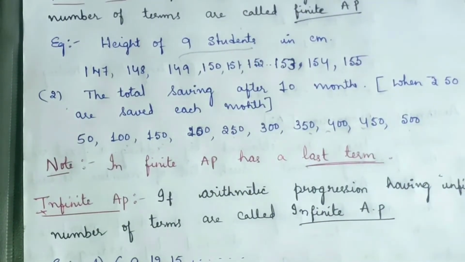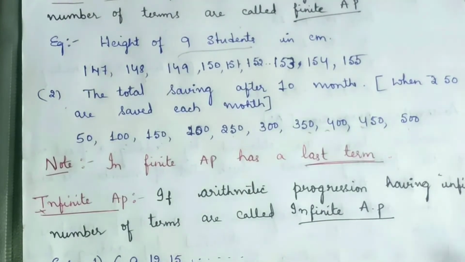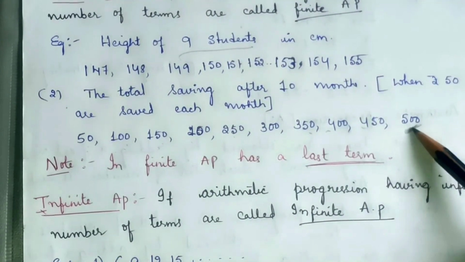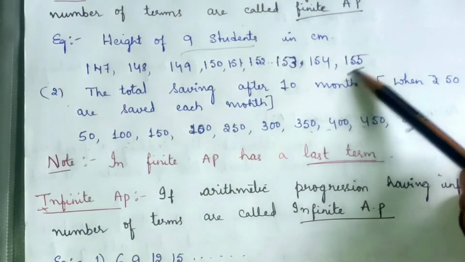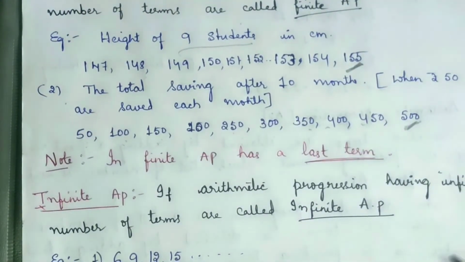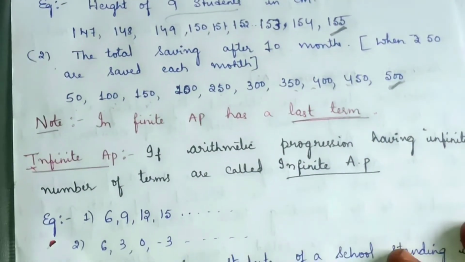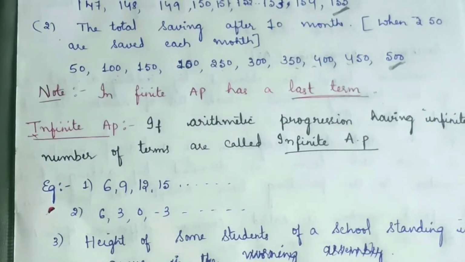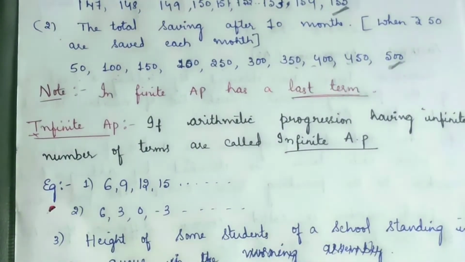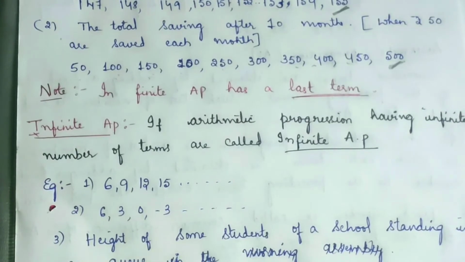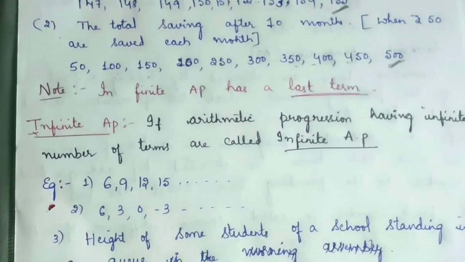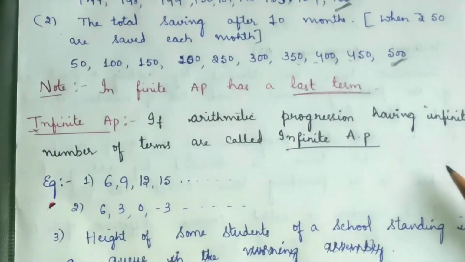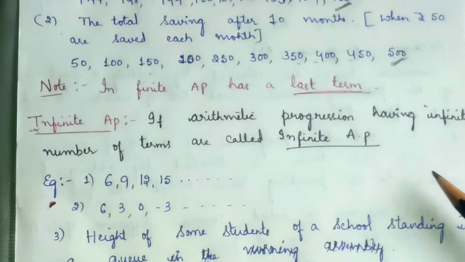A very important note is that in a finite arithmetic progression, you have a last term. See, this is a last term here. Here, this is also a last term. Whereas an infinite arithmetic progression is defined as an arithmetic progression with an infinite number of terms. An arithmetic progression which has no finite number of terms is called infinite.